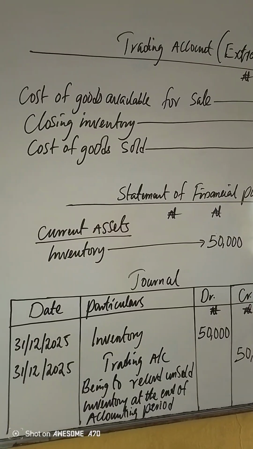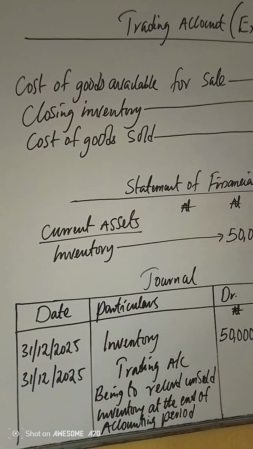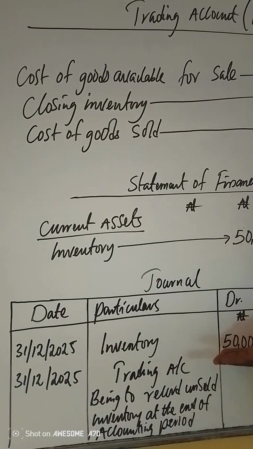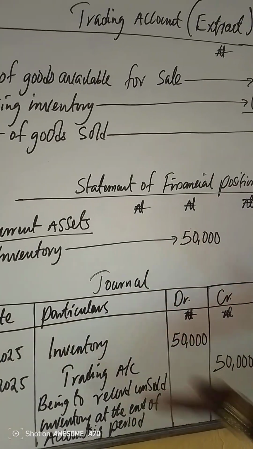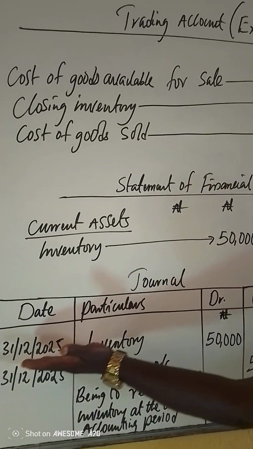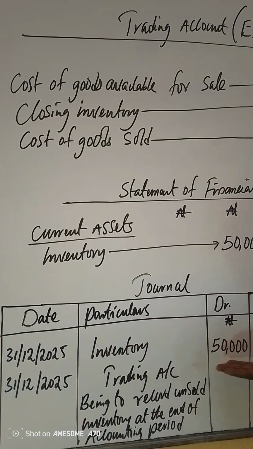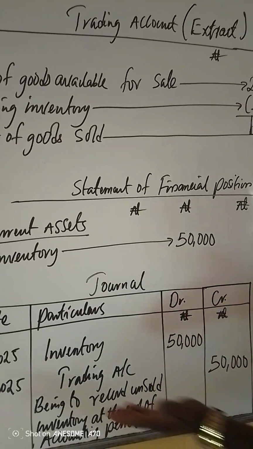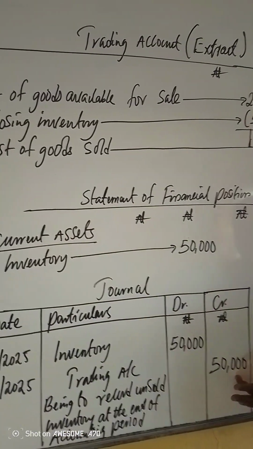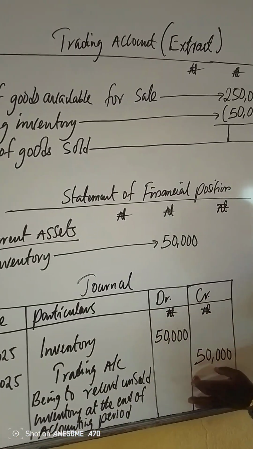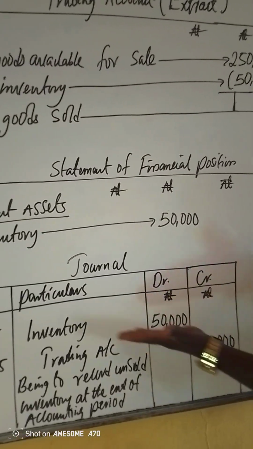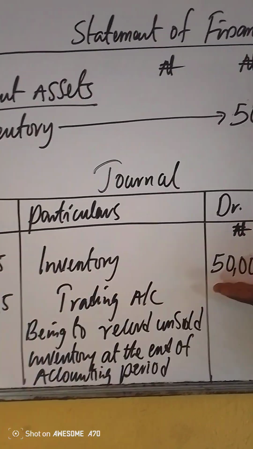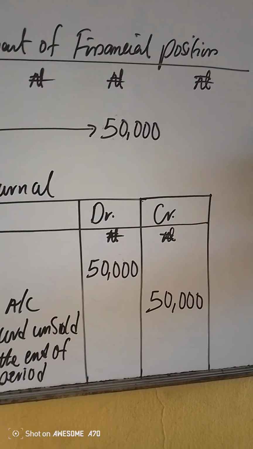So if you want to prepare the journal entry to incorporate it into the ledger, you now debit inventory. Mind you, inventory is an asset, and all assets are debited. So in this case, the value of inventory will be debited in the trial balance and in the journal entry. Then the opposite will be found in the trading account, because the closing inventory is being used in the trading account. So by the time you debit inventory and credit trading account in the journal, you have captured the inventory that was not captured in the double entry.